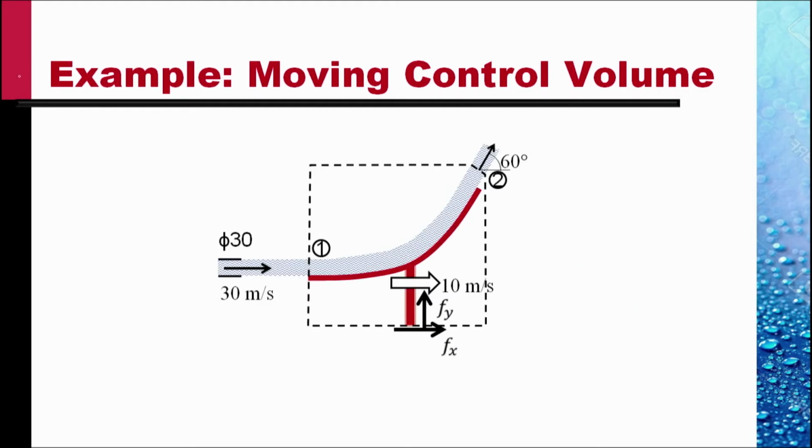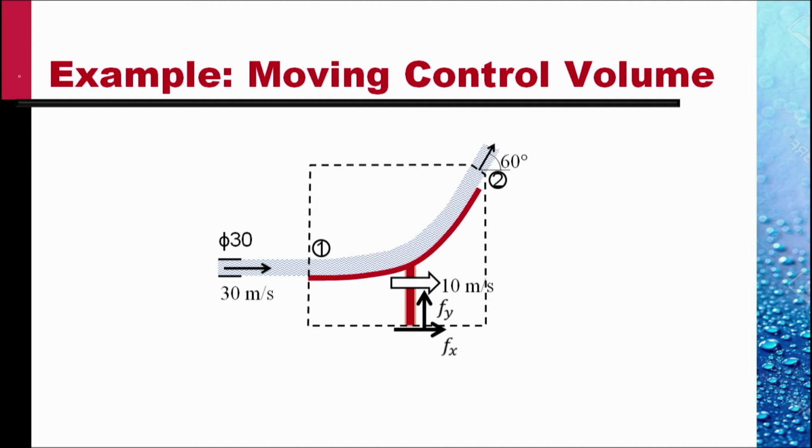Let's do another example, this time with a moving control volume. Let there be a curved vane on which the water enters horizontally tangent to it and leaves at an angle of 60 degrees after turning upwards. And let this vane be moving with a velocity of 10 meters per second to the right. To analyze this, let's take a control volume as shown, where the external forces are Fx and Fy as shown.